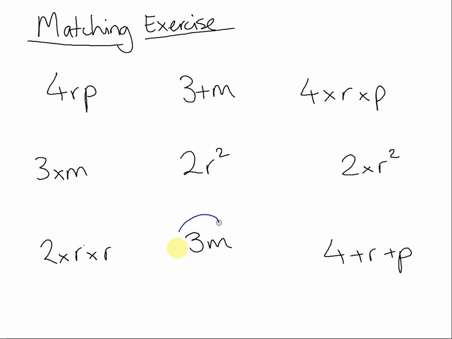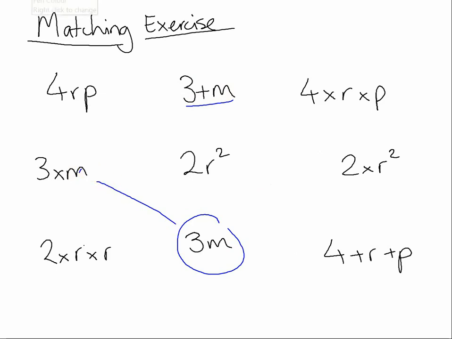So let's start with 3m. Hopefully you had it was 3 times m. Now this is the little curveball up here, 3 plus m. Some of you may have joined this one as well. It just doesn't have a pair. These are not like terms. You can't simplify them any further.